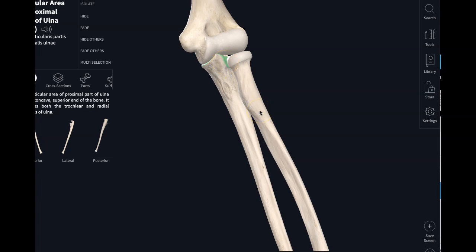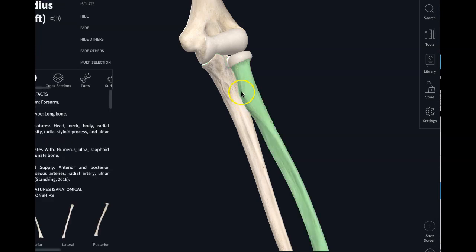What else do you need to know on the radius? We got the head, the radial tuberosity. The radial tuberosity is this bump right here. I always call it a radial tubercle because it looks more like a tubercle than a tuberosity, but they're calling it a tuberosity. So call it a tuberosity. That's the radial tuberosity, this bump right here. And what else do you need to know? The ulnar notch, which is at the distal end.